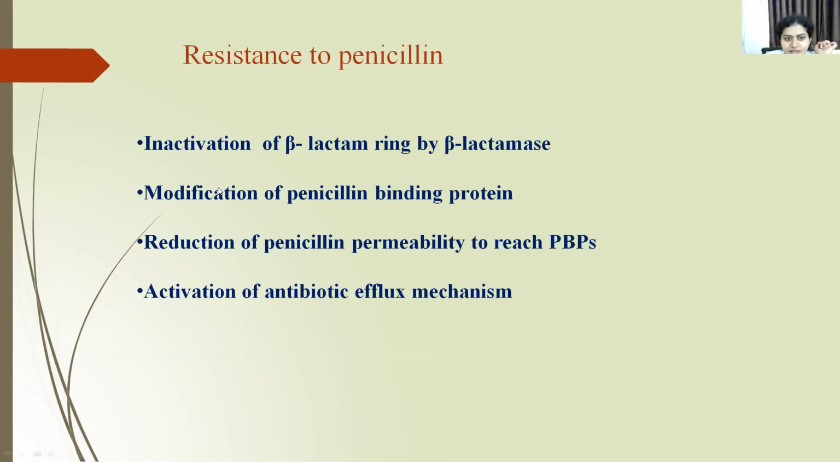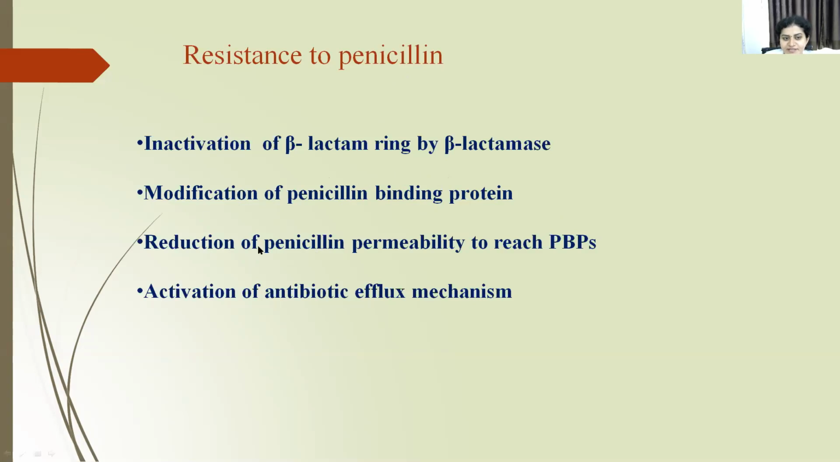Okay. Then modification of the penicillin binding proteins. So as we know, penicillin causes imperfect bacterial cell wall synthesis. How? By binding to the penicillin binding protein. But in some bacteria, there will be modification of this penicillin binding protein and that has low affinity for the penicillin to bind. In that way, penicillin cannot act, and those bacteria show resistance to penicillin. Okay, because there is some modified penicillin binding protein that has got low affinity towards the penicillin.